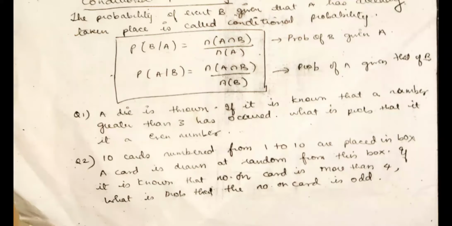Okay, here. First question: a die is thrown. If it is known that a number greater than 3 has occurred, what is the probability that it is an even number?